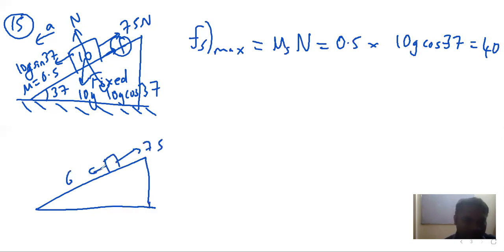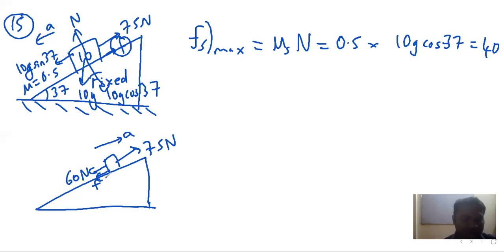60 Newton acts downward because that is the component of mg. Now let us think about the tendency of motion. The tendency of motion in this case is in the upward direction because 75 Newton is applied upward. So friction will act in the opposite direction.